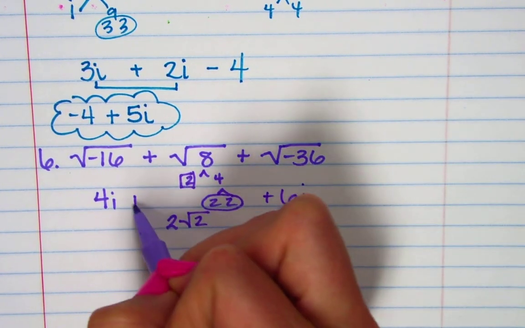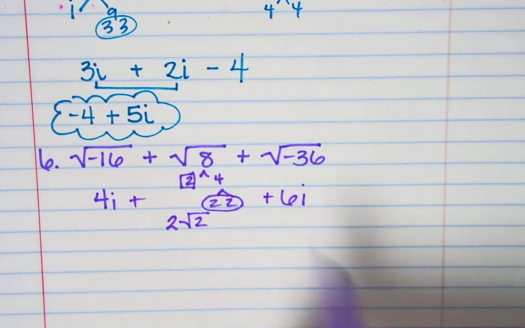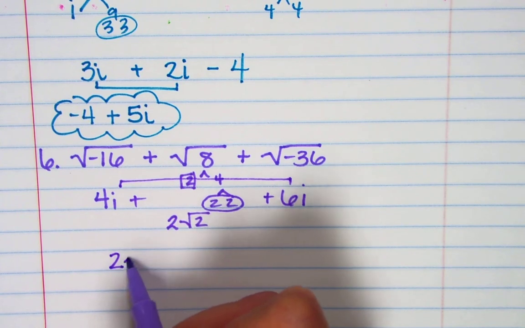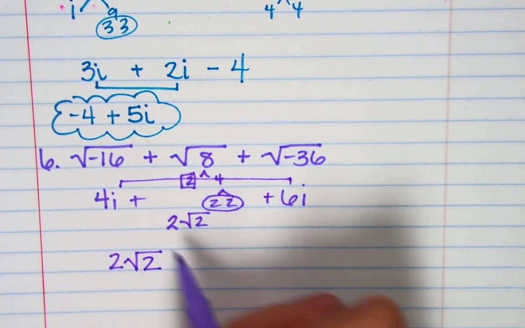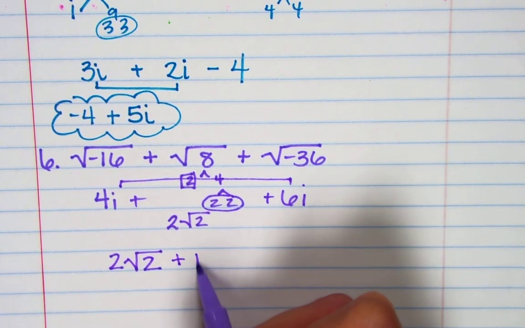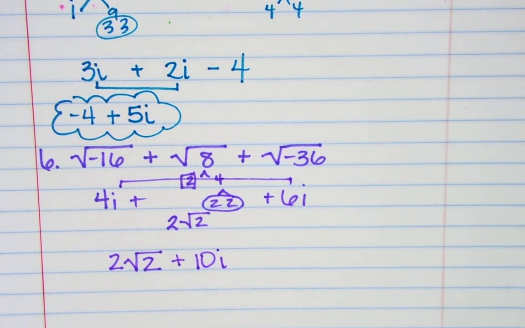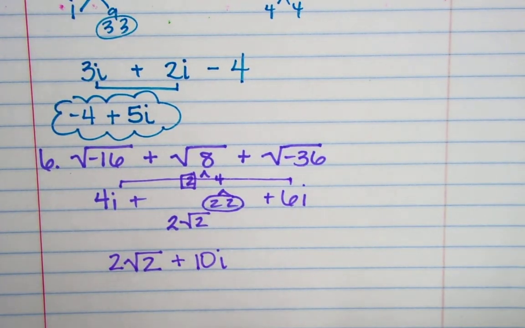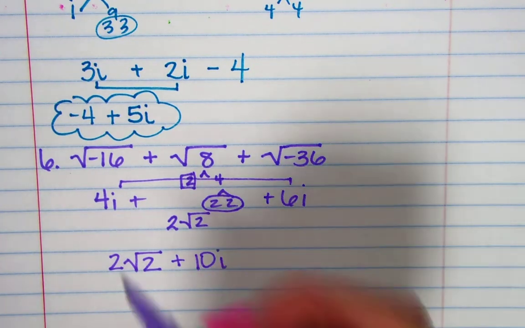6i. Okay, so we got 4i plus 6i plus 2 radical 2. Right, the 2 radical 2 needs to come first because it's the real number. And what's 4i plus 6i? 10i. Okay, that was a little stumper. All right, that 8. Because 8 feels like it should be a square number, right? Because it's got 4's in there and 2's, but it's not a square number. If you do square root of 8 in your calculator, you get 2 point something. Decimals. Okay, so here's our answer.